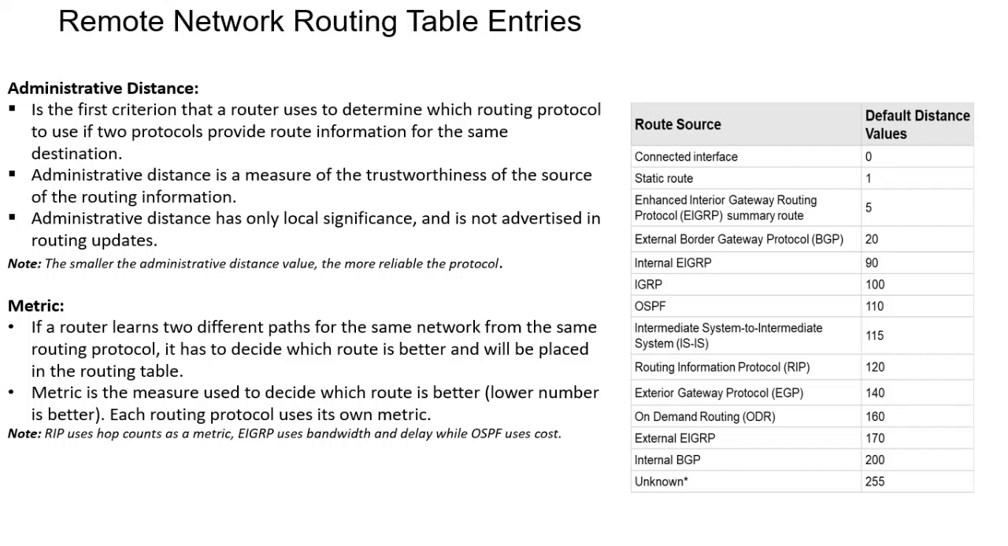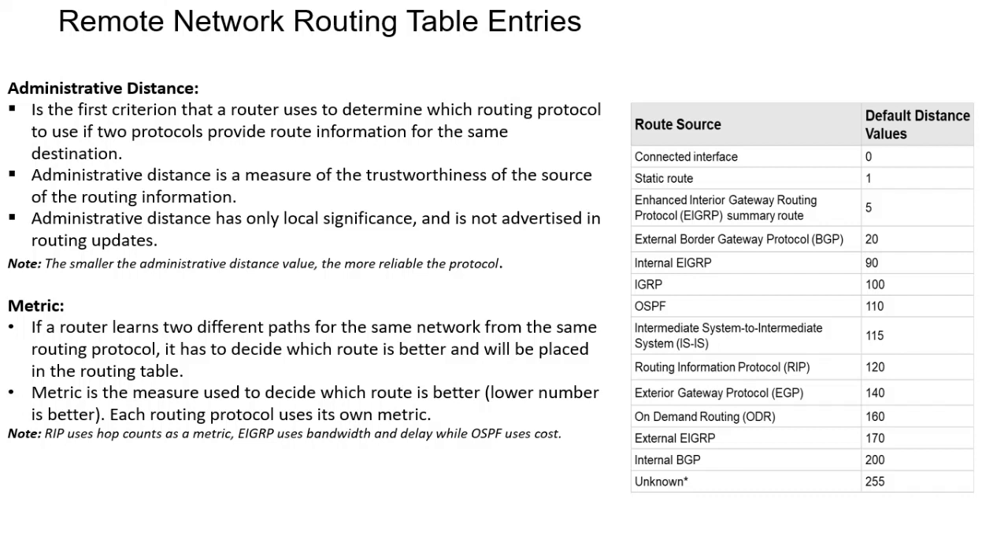But we have some terms in there: administrative distance and metric. Administrative distance is the first criterion that the router uses to determine which routing protocol to use if two protocols provide route information for the same destination. Administrative distance is a measure of trustworthiness of the source of the routing information. Administrative distance has only local significance and is not advertised in routing updates.